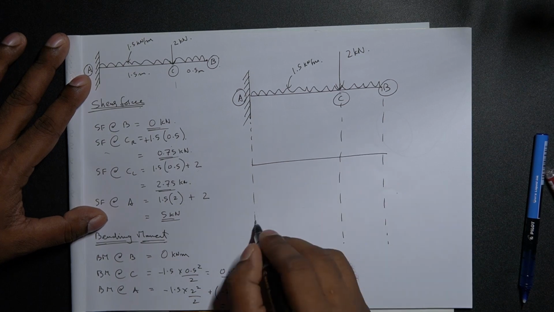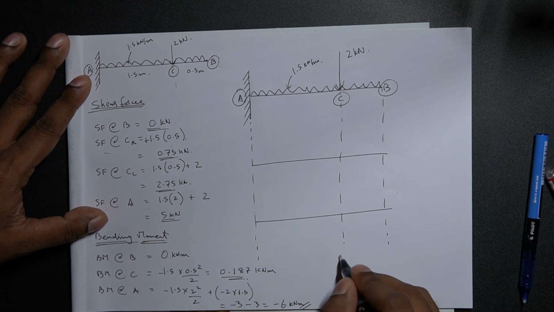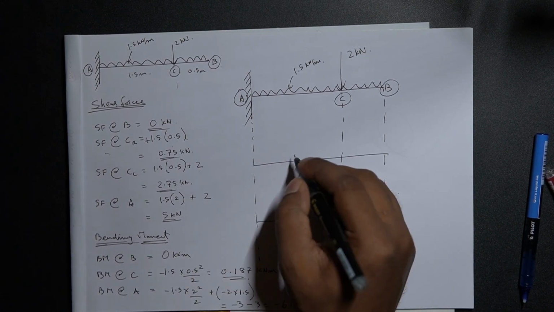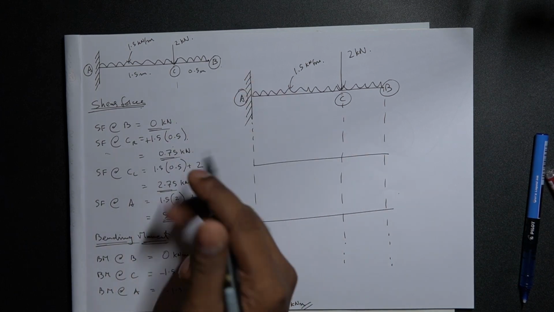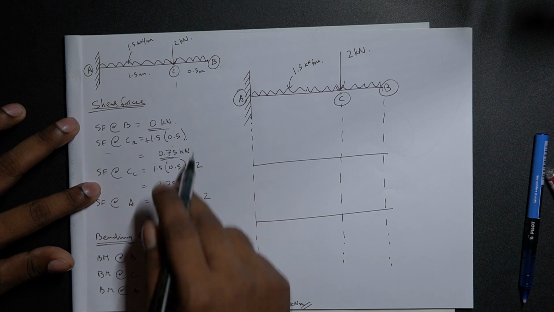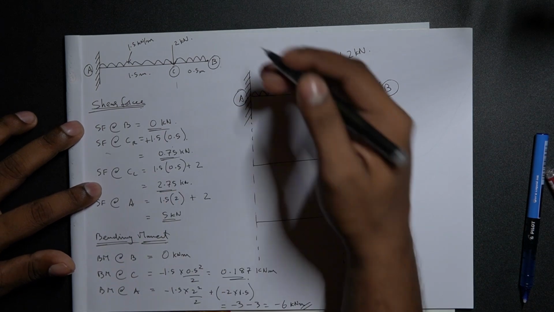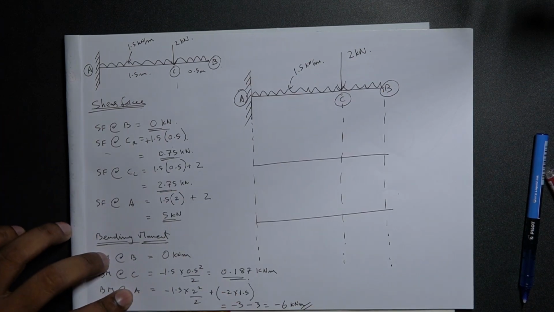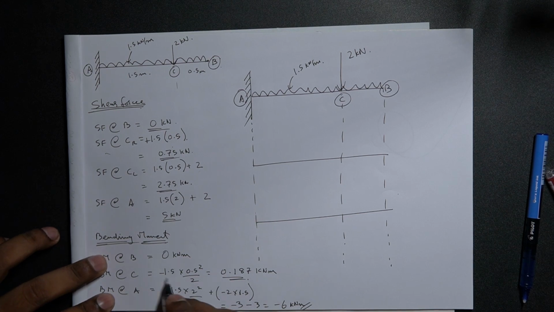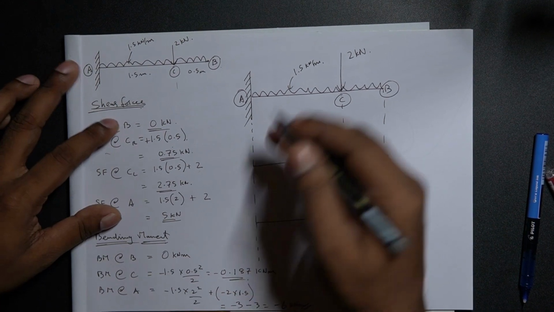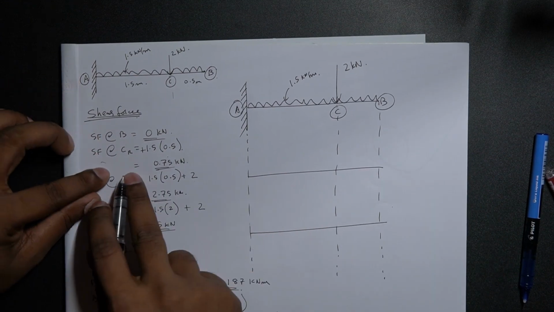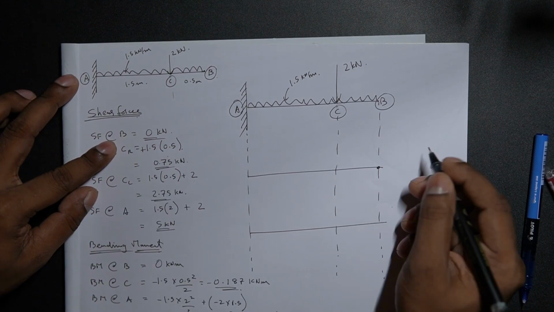Shear force x-axis, bending moment x-axis. All the shear forces over here are positive, so everything will be coming above the x-axis. All the bending moments here are negative, this is also negative, so everything will be coming below the x-axis. So for the shear force, point B is 0, so there is no change.